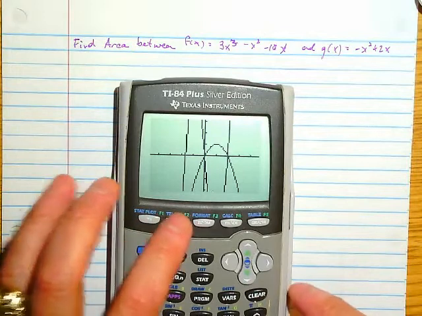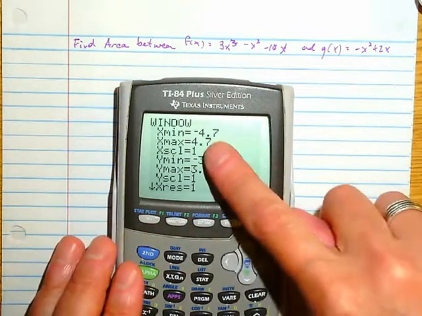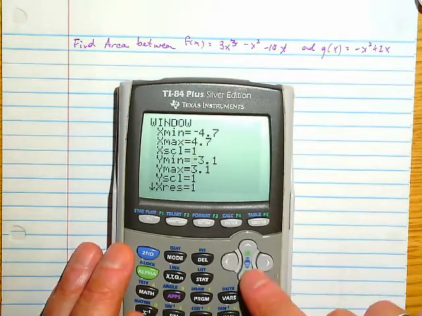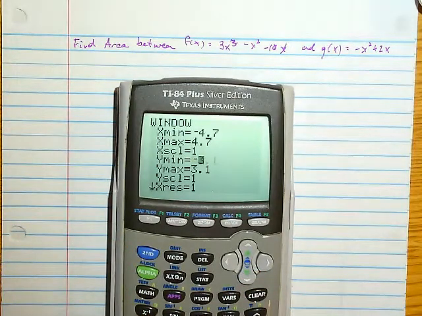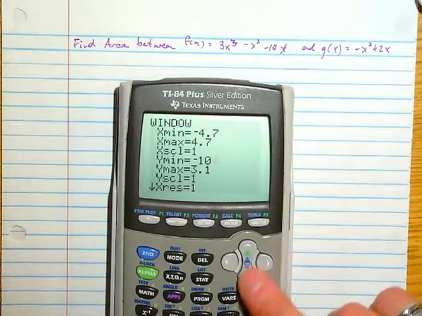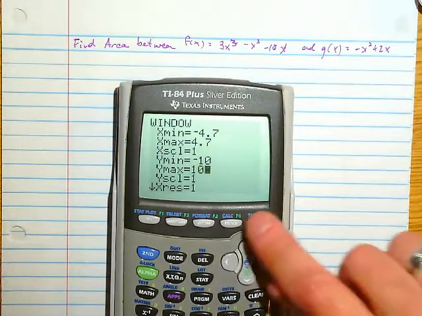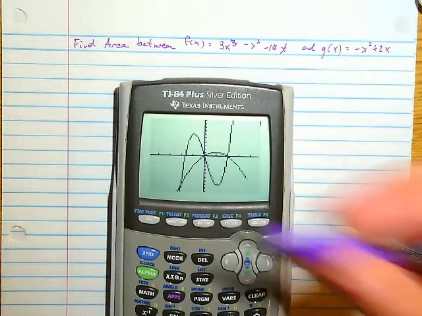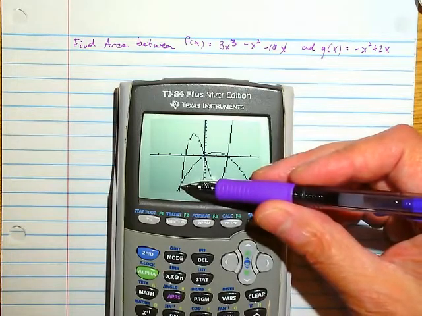Let's see, if I change my window, the x-min and x-max are okay. I'm going to change my y-min to, I don't know, negative 10 maybe? And y-max to be positive 10. Let's graph that and just see what happens. I want to make sure that I see all those intersections. Okay, it looks like I do see this intersection here, right? Because you can see that.